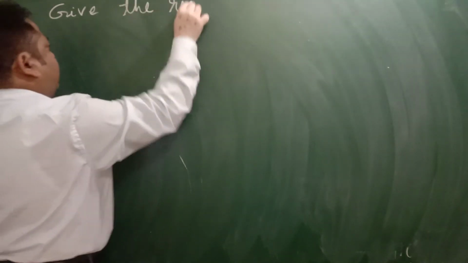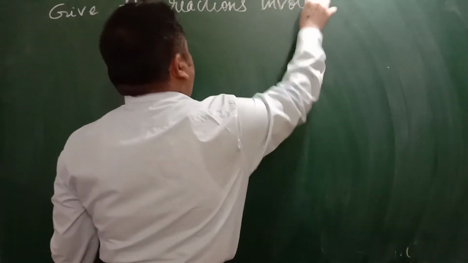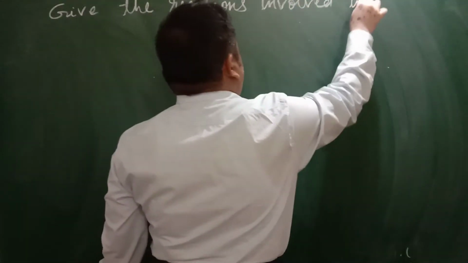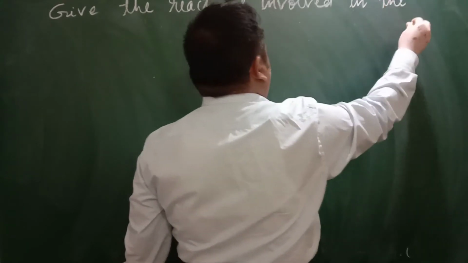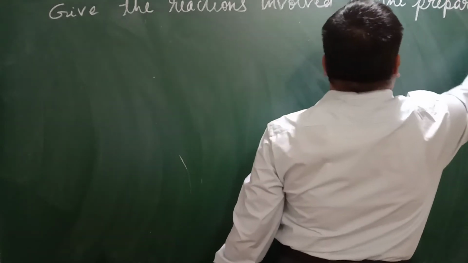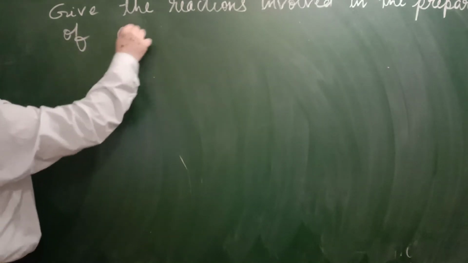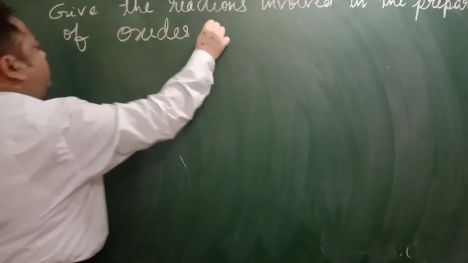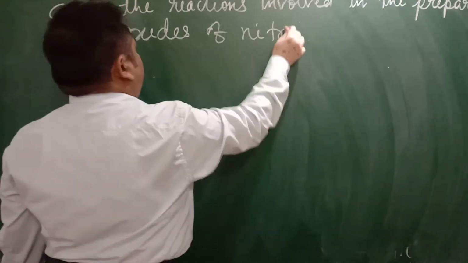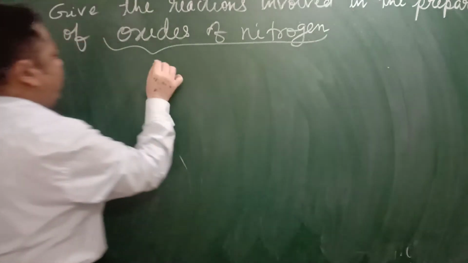The question is, give the reactions involved in the preparation of oxides of nitrogen. How many oxides? 5 oxides.